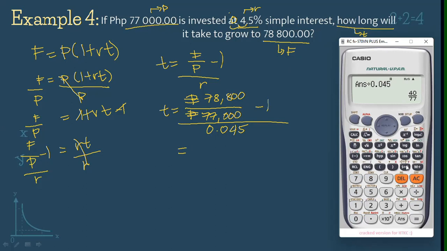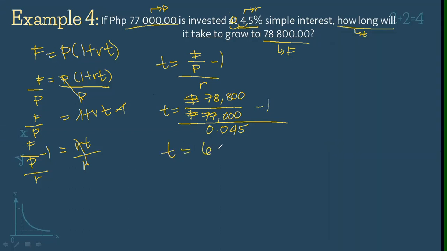But this 40 over 70 is not yet in terms of months. Ibig sabihin, kailangan natin siyang i-multiply by 12, because in 1 year, there are 12 months. So meaning to say, we have here T is equal to 6.23 months in terms of months po. So that is our answer.